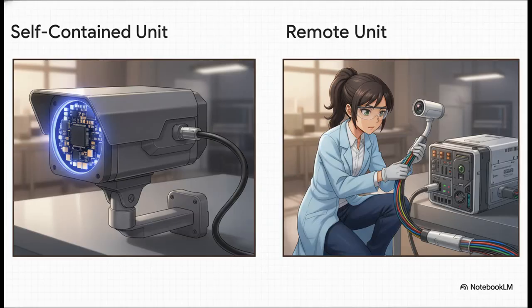Physically, you can deploy these networks in two very distinct ways. Self-contained units are exactly what they sound like, an all-in-one housing for the camera tube, video processing circuitry, and all the sync and blanking hardware. Remote units, however, separate things out.